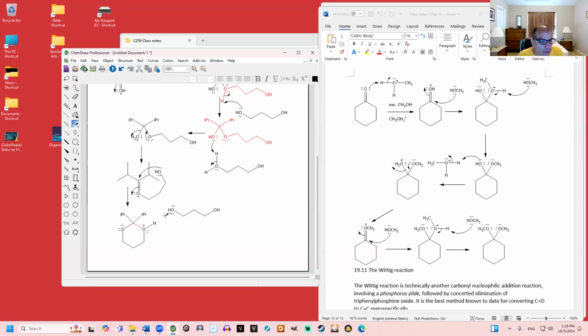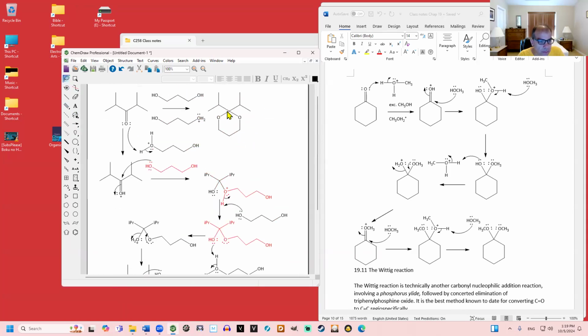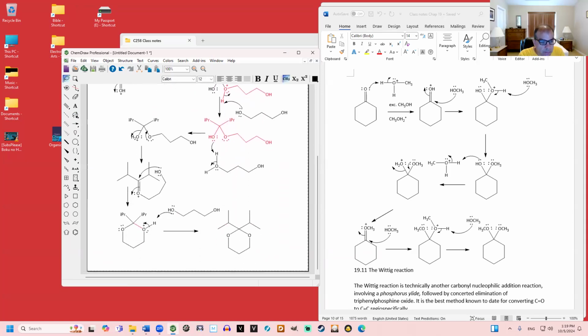So we just start the electron at one of the lone pairs on one of the two OH groups. Doesn't matter which one. The two OH groups are the same. We break the oxygen-hydrogen bond. And we're done. And we get the product.